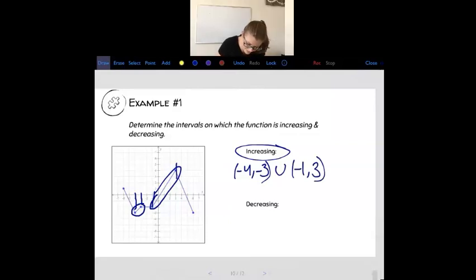To find where the function is decreasing, we do a similar process. We look where the function is going down, and it goes down from x is -6 to -4. And then your other interval, Alex might use commas, would be from 3 to 6.